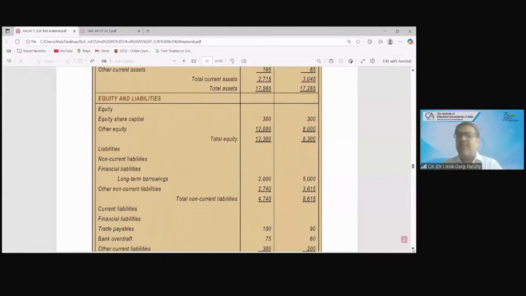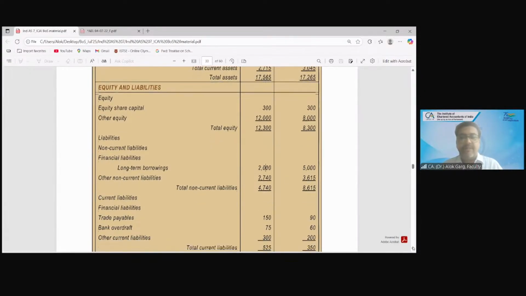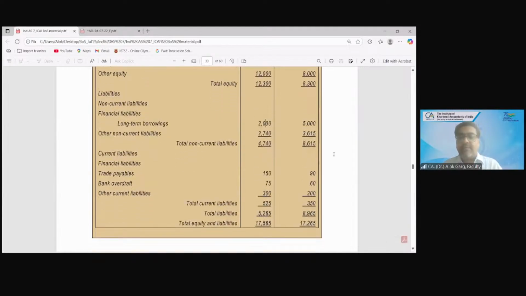Other equity, also reserves and surplus, becomes from 8 to 12. Long-term borrowings from 5,000 become 2,000. Probably there is a repayment. Other non-current liabilities from 3,600 become 2,700. Probably there is a repayment. Trade payable from 90 to 150. Probably the company is not paying for the current purchases, not 100% paying. Bank overdraft is also there, which is 60 to 75.